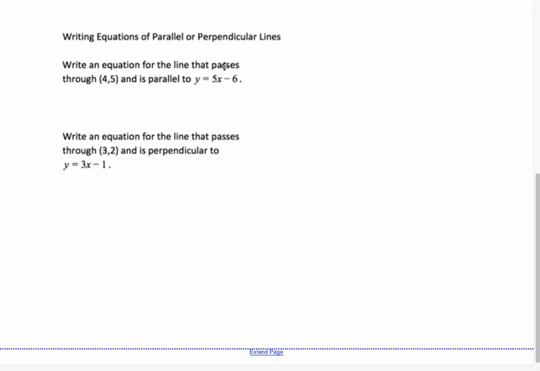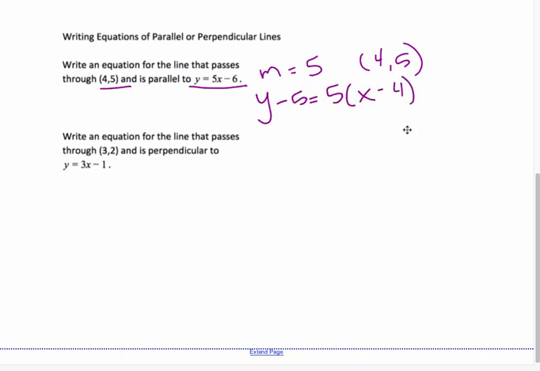So we want to write an equation for the line that passes through this point and is parallel to this. So this tells us what our slope is going to be. We want our slope to be 5 because we want it to be parallel to this, and this has a slope of 5. And we want to use the point 4, 5 because the line passes through that point. So we're going to use point slope form. Y minus 5 equals 5 times x minus 4. Remember, this is x1, y1. Okay, y minus y1 equals m times x minus x1.